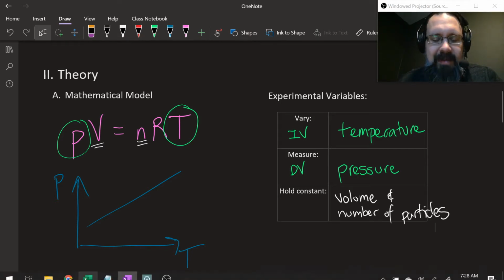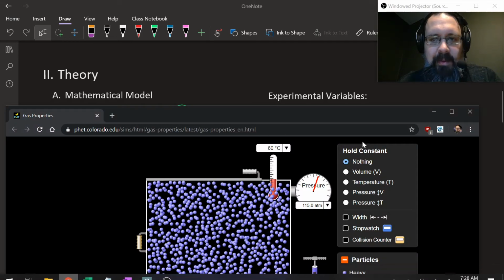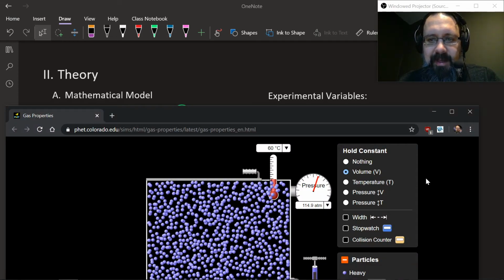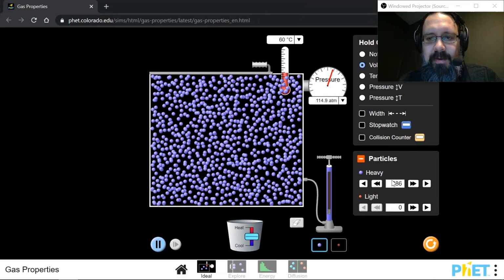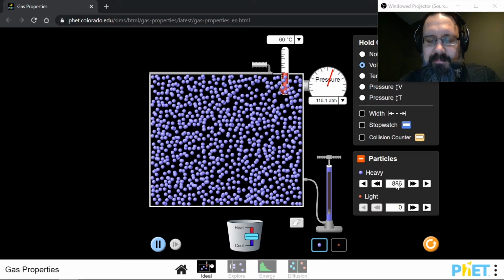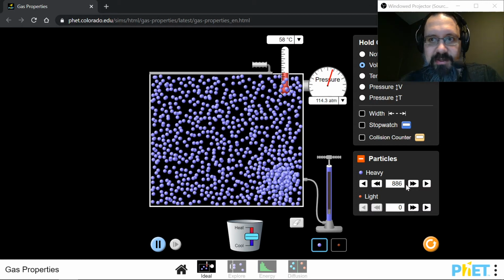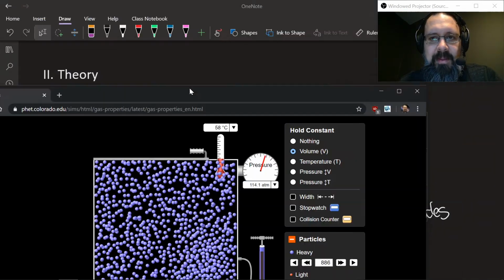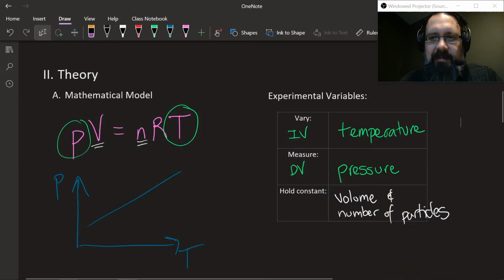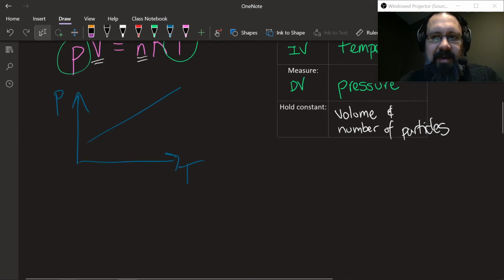So if we look back to the simulation, we can hold the volume constant by clicking this button, and we can hold the particles constant by just setting this at whatever value we want. So whatever you want, just put it there and just leave it at that value. Now the experiment is set up, so that's our methodology, there's our variables identified.